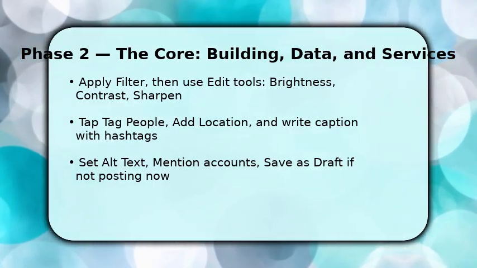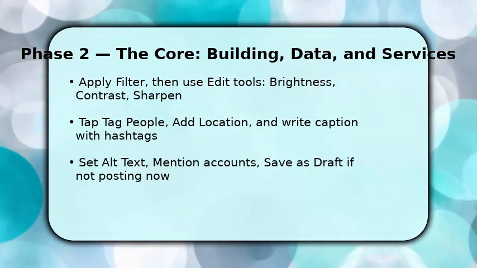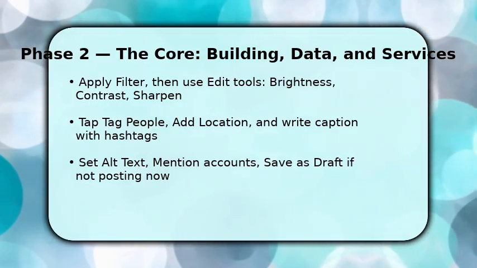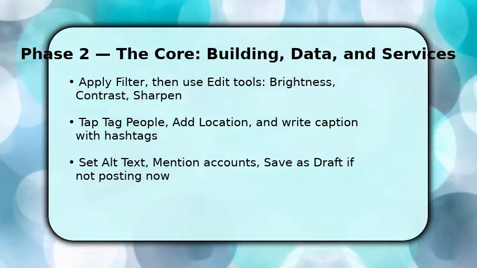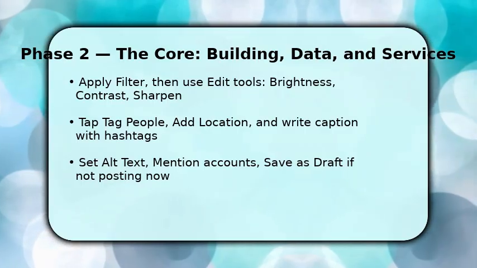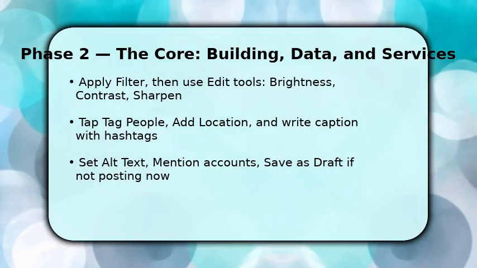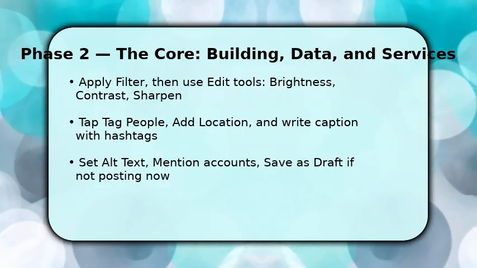Once satisfied, tap Tag People and add location to increase discoverability, and write a clear caption with relevant hashtags and mentions. Make sure to set alt text for accessibility. If you're not ready, use Save Draft. This ensures your work stays intact until you post.